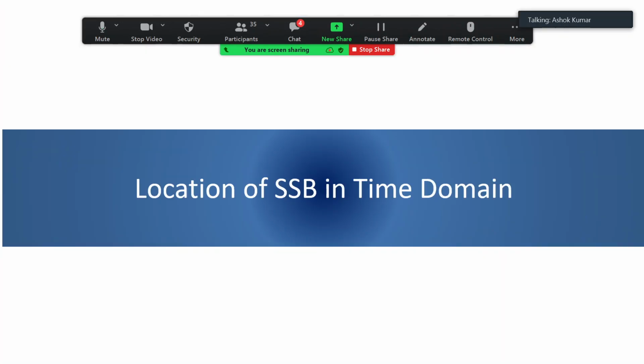Okay. So now let us look at SSB in the time domain. In the frequency domain, as we now know, there is a concept of global synchronization channel number, which corresponds to specific SRF frequencies where your SSB can be located in the frequency domain. But what is it in the time domain? We know that four symbols are required, but which four symbols out of all the symbols that may be present? So let us look at that.